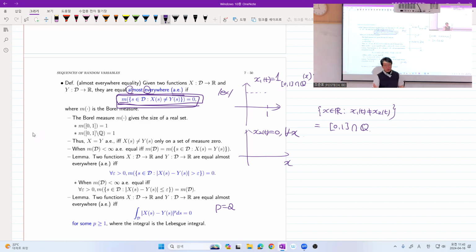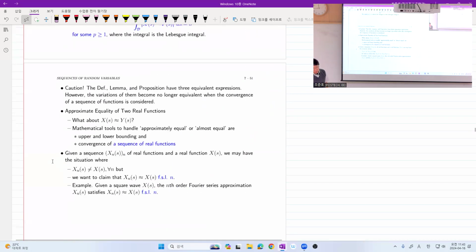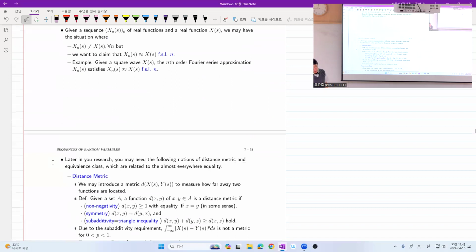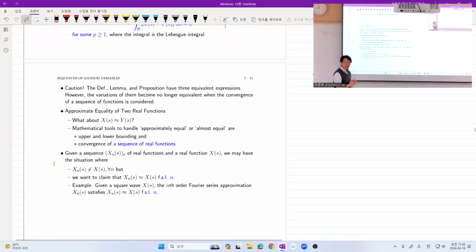We now have introduced the notion of almost everywhere equal functions. And it seems that this definition is enough for electrical engineers. And I'm sure you are correct. The problem is the next topic: what if we want to claim that two functions are almost equal? Then we have to construct what? A sequence of functions. And you want to claim that for sufficiently large n, the x_n function is almost the same as the y function.